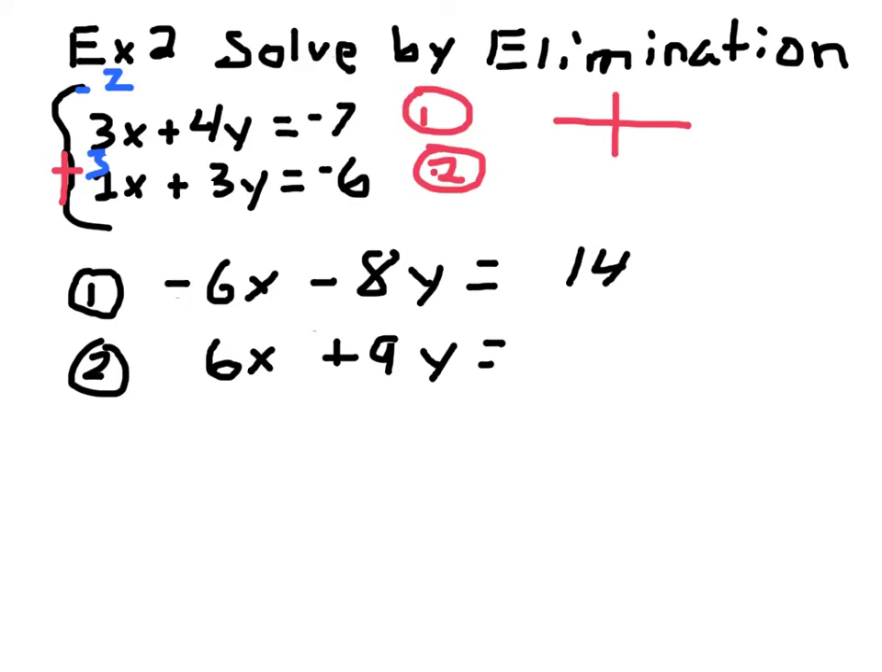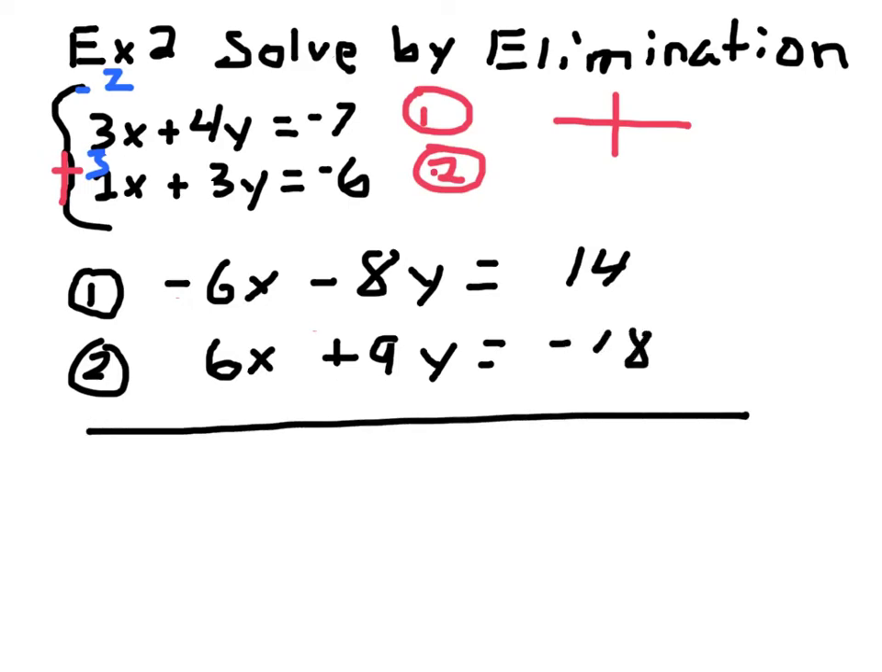And 3 times a negative 6 is a negative 18. Now, in doing so, look at what happened. Now when I add the columns together, notice that I get a letter that eliminates. What's a negative 6 plus 6? You know what? They eliminate. It's 0. It's nothing. What's a negative 8y plus 9y? Negative 8 plus 9 is a positive 1y, or just y.